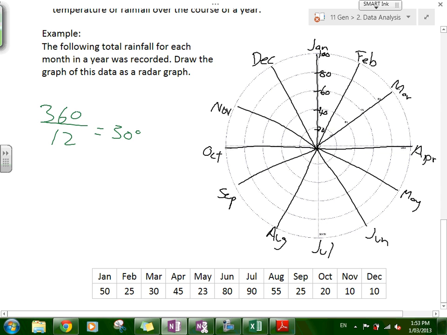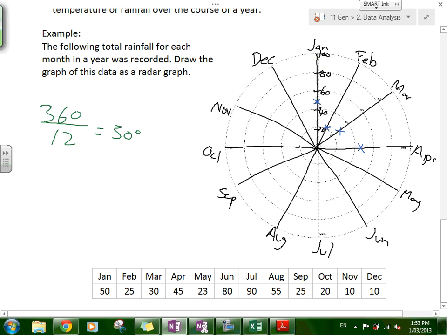Now if I change colors, I'm going to go blue. We're going to change colors, we have to put in each of the points. So January, it's 50. So that's here. Then I put a dot or a cross, doesn't matter. February is 25. So remember that you're still going out from the center. March is 30, that's about halfway. April's 45.